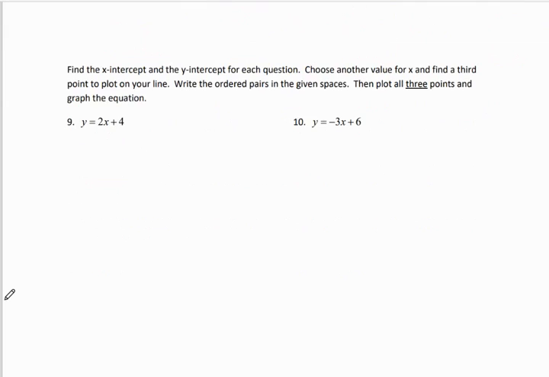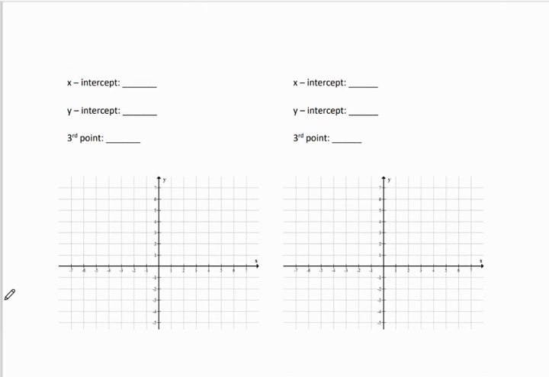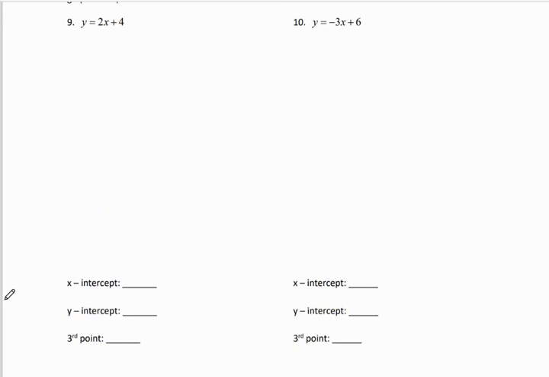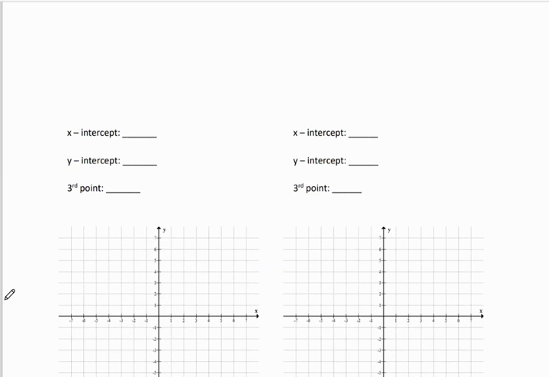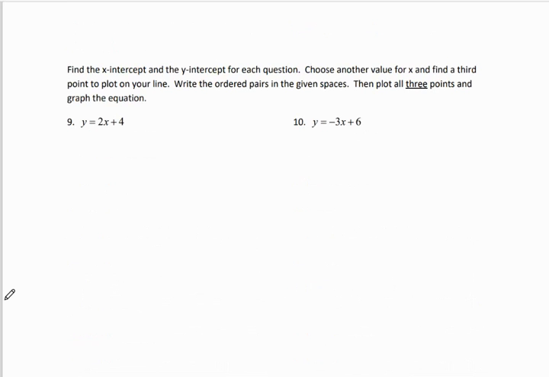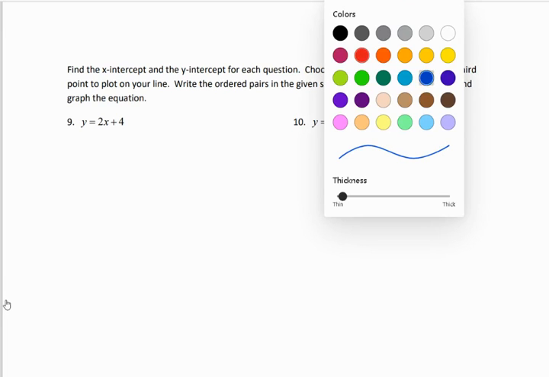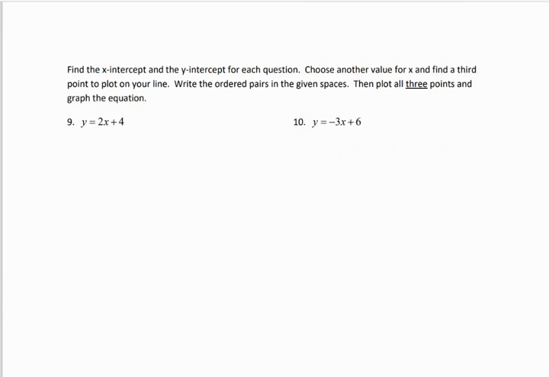Okay, so as you can see with 9 and 10, we're given an equation and then we're asked to find an x-intercept, a y-intercept, and a third point. And then we're going to graph. So let's start. Everyone needs to pay attention because this is slightly different. Let's start just by finding first the x-intercept. I'm going to keep my work organized, and you need to as well.